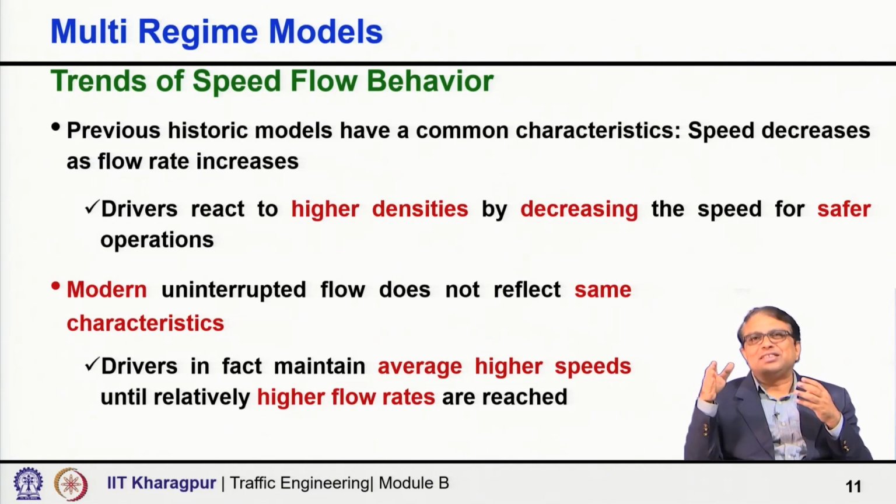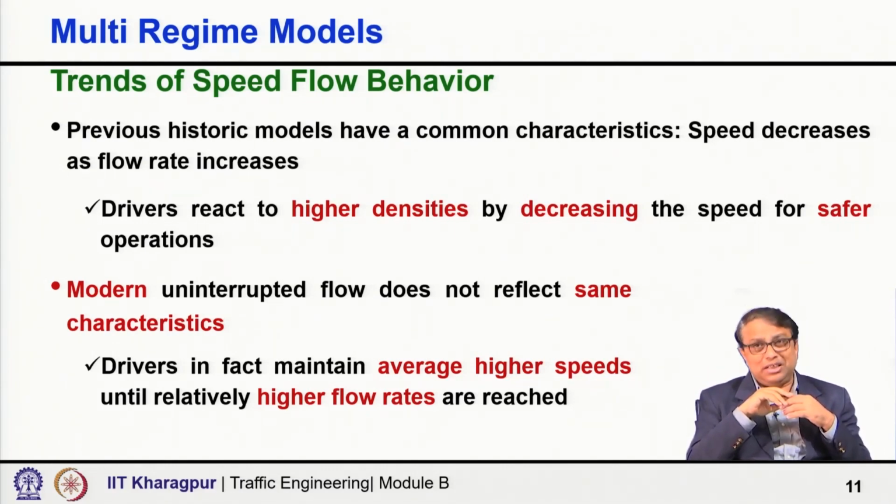As the flow starts increasing, in the initial part for quite some time up to some threshold value of flow, the speed is more or less the same. So, it is almost like flat. Then it starts decreasing, but it also may not decrease as it used to be assumed or predicted in the earlier model. The earlier model predicts that the speed drop is very sharp.